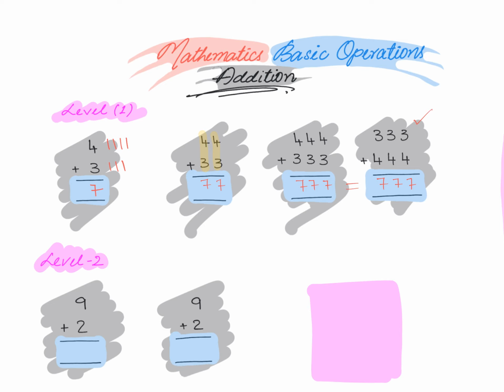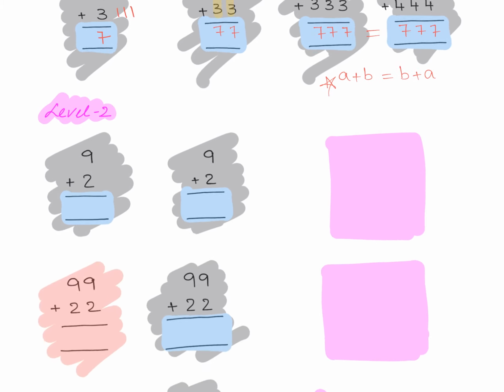It means a number a added to another number b will be equal to the second number b added to the first number a, right? This is a very important observation. Please make note of it. Let's move to the next level.